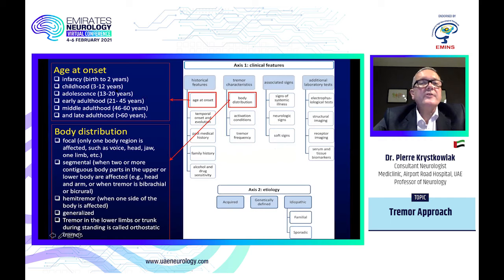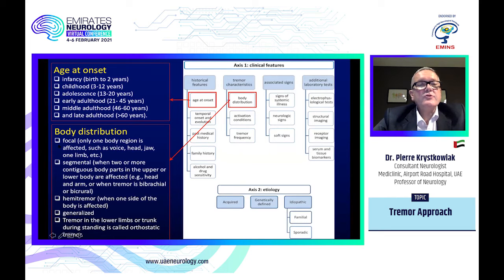Age at onset has been divided in infancy, childhood, adolescence, early adulthood. It's important, but not that important. And body distribution, conversely, is very important because the definitions are very crucial, because it's going to help when we move to the tremor syndromes.